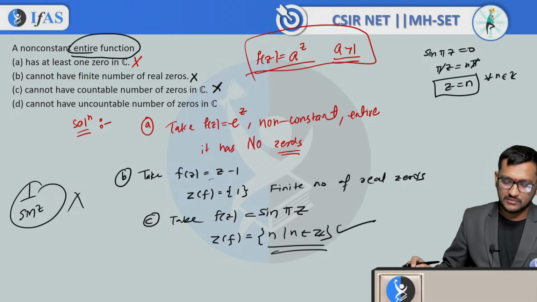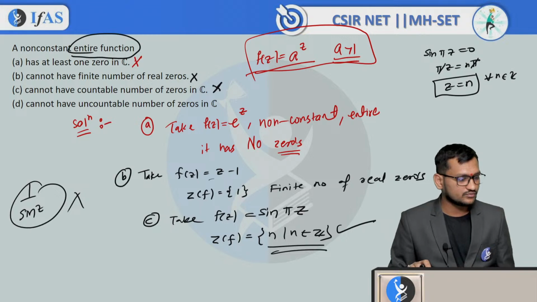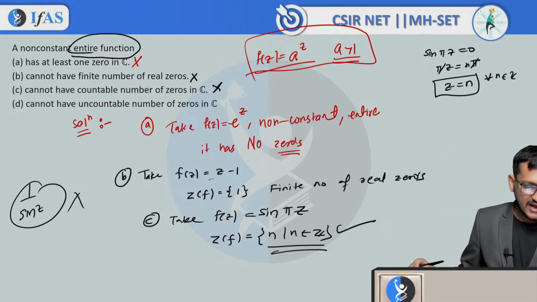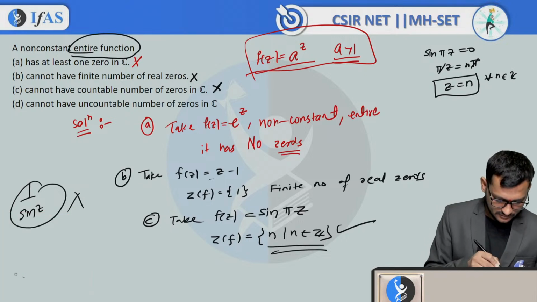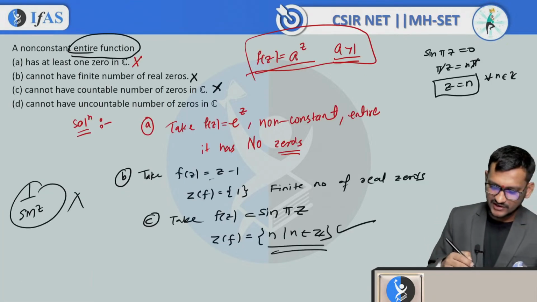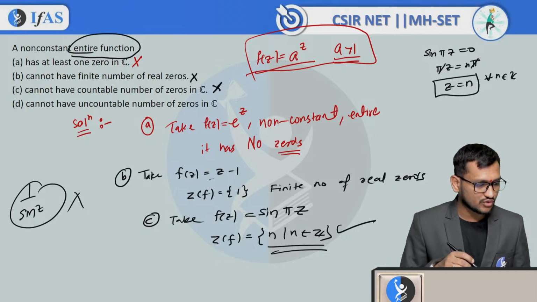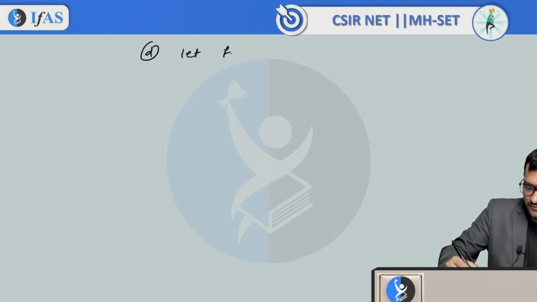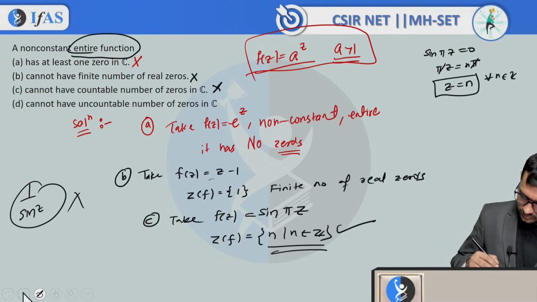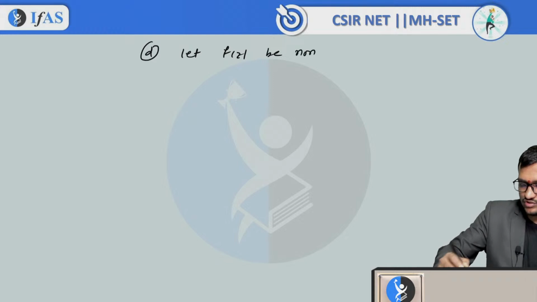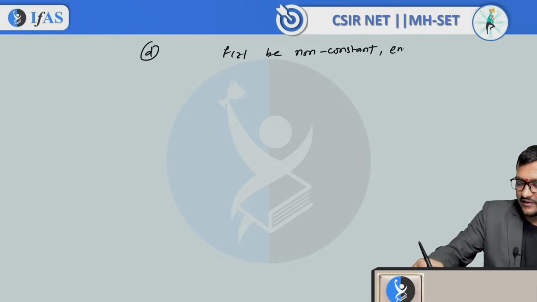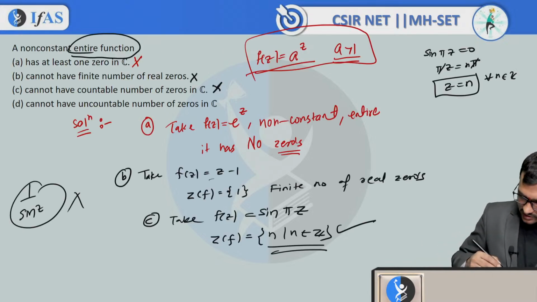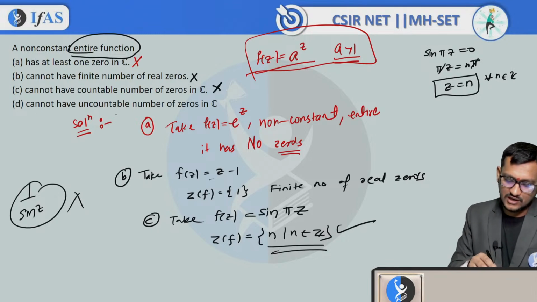Cannot have an uncountable number of zeros. Is it true? What will happen? Now see, we have discarded all three options. So obviously the fourth is going to be true, but why is the fourth going to be true? Let's see. Let f(z) be non-constant and entire, and the option is saying it cannot have an uncountable number of zeros.